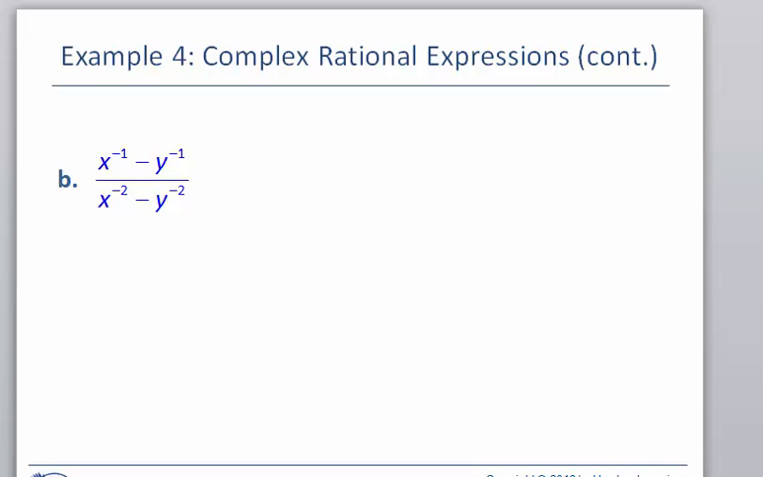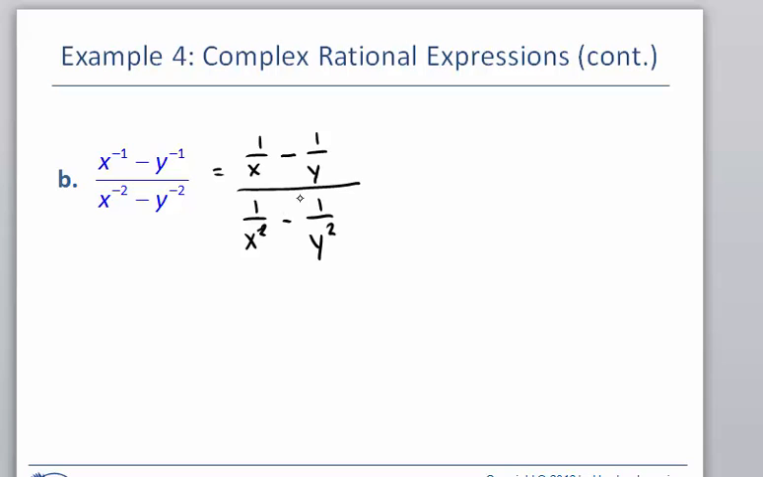We know that x to the negative 1 can be written as 1 over x to the first, or just 1 over x. And y to the negative 1 can be written as 1 over y to the first, or 1 over y. X to the negative 2 can be written as 1 over x squared. And y to the negative 2 can be written as 1 over y squared.